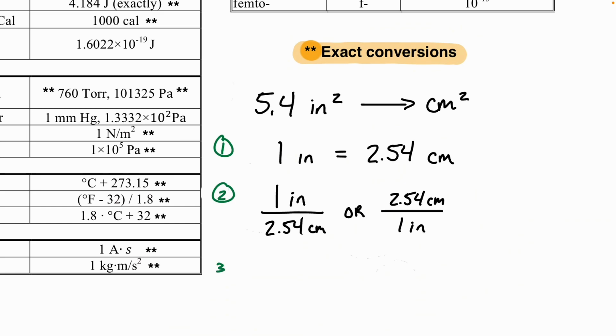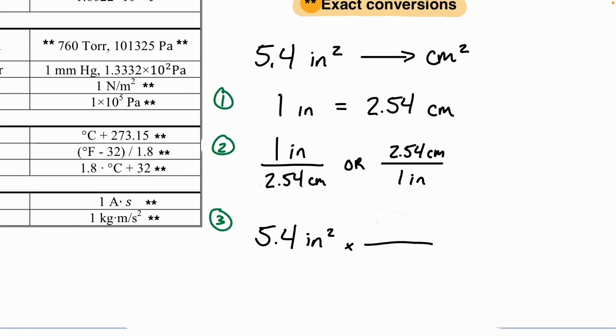But we're going to run into some trouble when we get to this third step here. We got our 5.4 inches squared, and if we multiply by this conversion factor of 2.54 centimeters over 1 inch, our units aren't going to cancel out because we start out with inches squared. So that will get rid of one of them, but my final answer here, if I leave this as is, would be in units of inches times centimeters. I haven't completely gotten rid of those inches. So how am I going to deal with this?